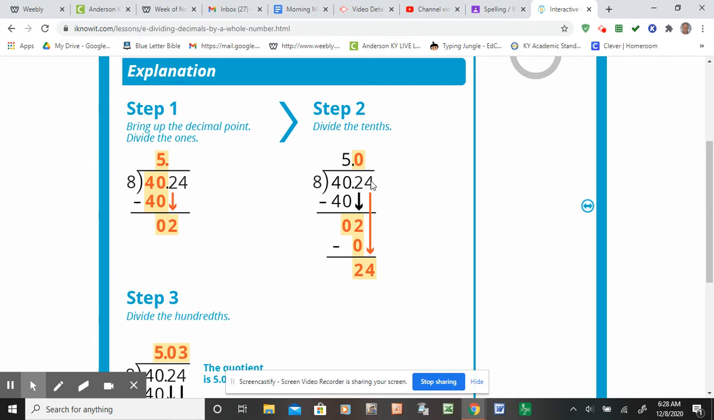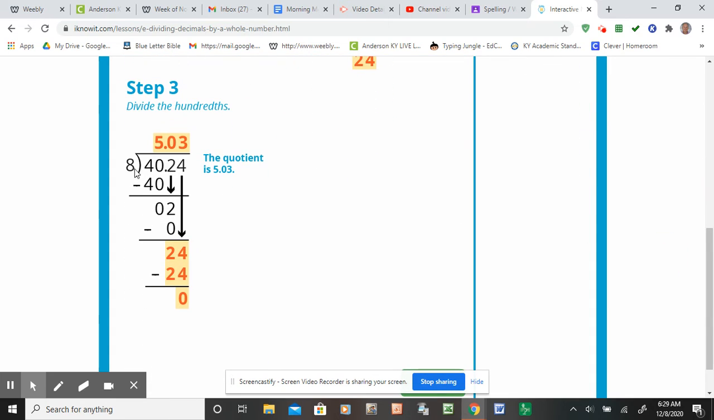And then bring down is next. You bring down the 4, and you create a whole new number to divide into, a whole new dividend. It's actually a partial dividend. Then you ask yourself, how many 8s go into 24? And you find out it's 3. So 3 times 8 is 24, and when you subtract that out, you get 0.